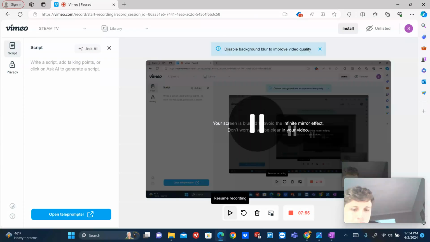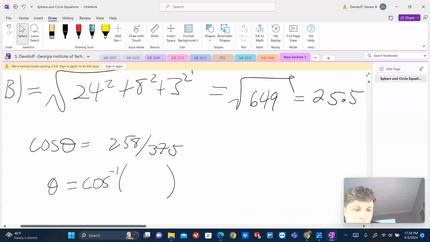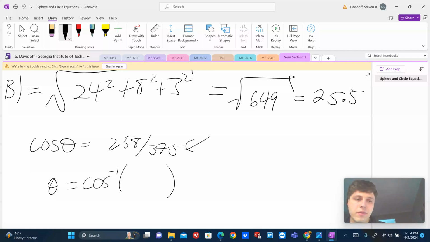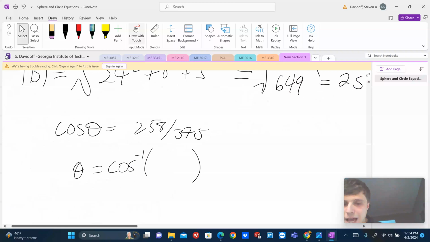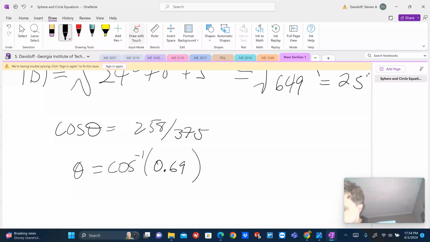Just a second. Okay, my apologies. I'm going to admit I made a mistake here. I meant to multiply, not add. So this number is actually 375. I was supposed to multiply my magnitudes together, 25.5 and 14.7. Okay, so now I get 258 over that 375, which is 0.69. Which is more like it. Now I'm in range, and I get approximately 46.5 degrees.